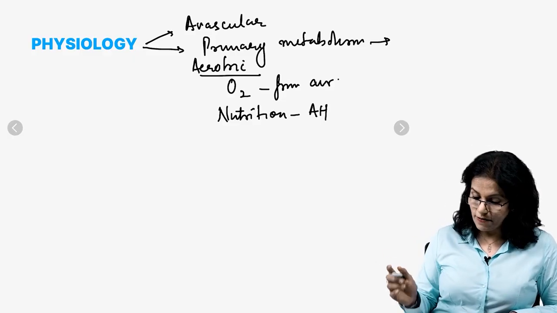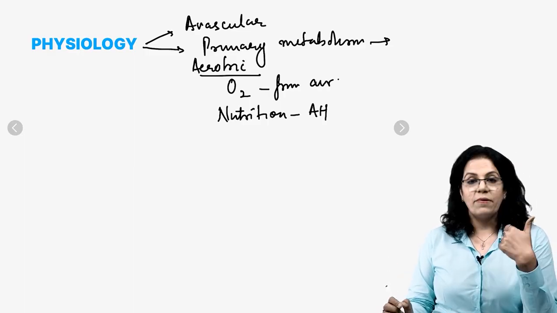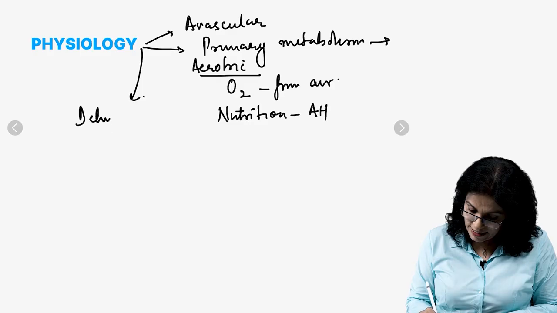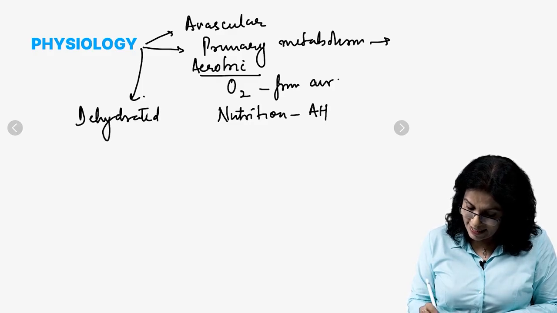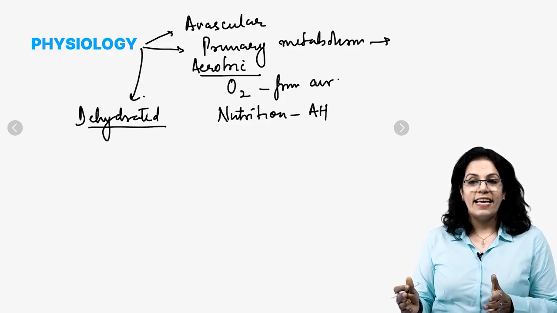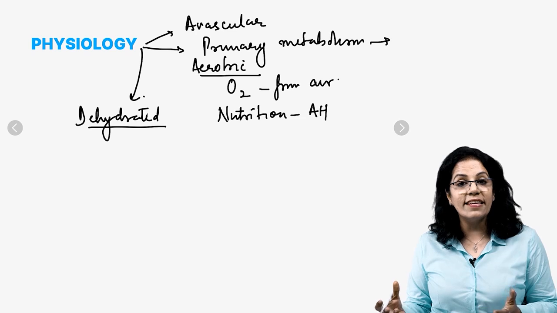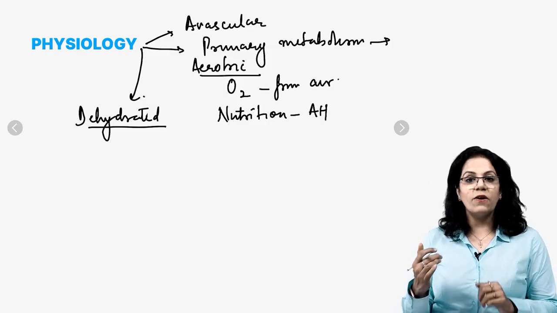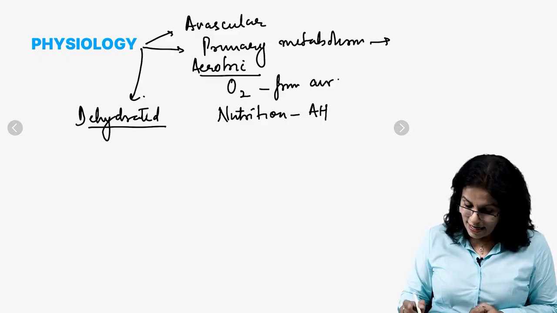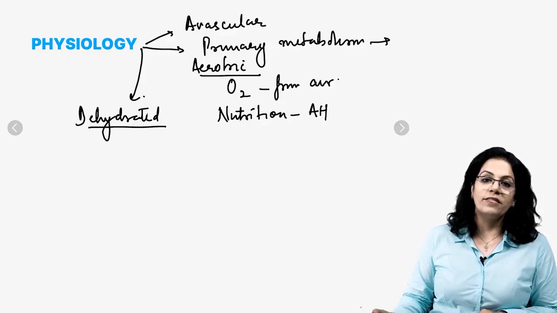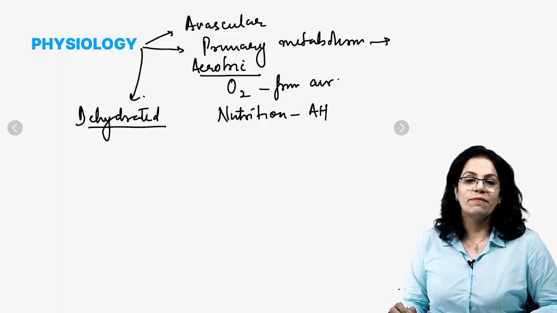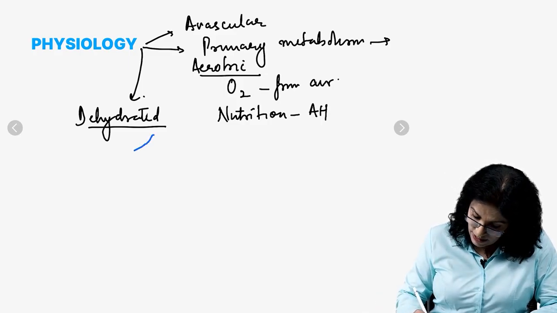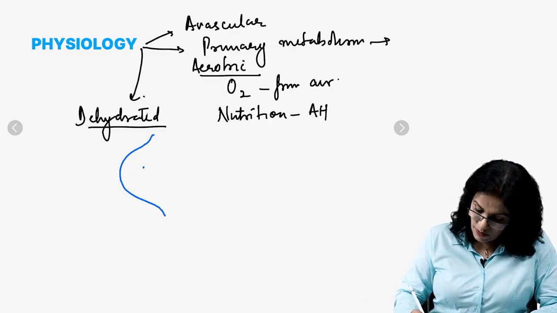The third point here, after it is avascular and primary metabolism is aerobic. What is the third point that you have to know? It is dehydrated. So we are saying that cornea is dehydrated. It's very important. Any corneal edema will lead to corneal haze, and transparency is lost, and that will cause diminution of vision. So dehydration of the cornea is very, very important. That is the third important point in physiology that you have to remember. But how come it is dehydrated? If you look here, cornea is all around surrounded only by water. It is aqueous humor.